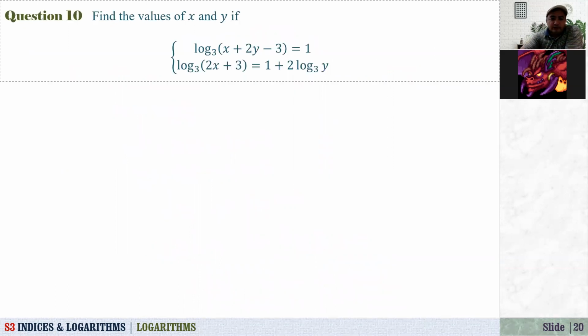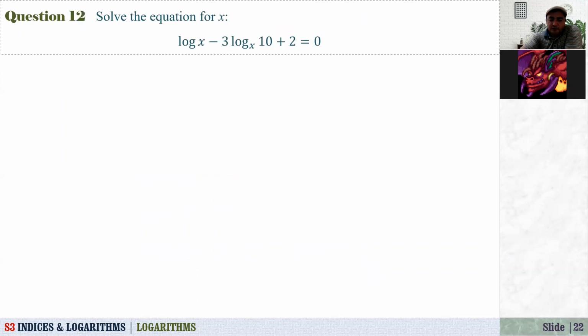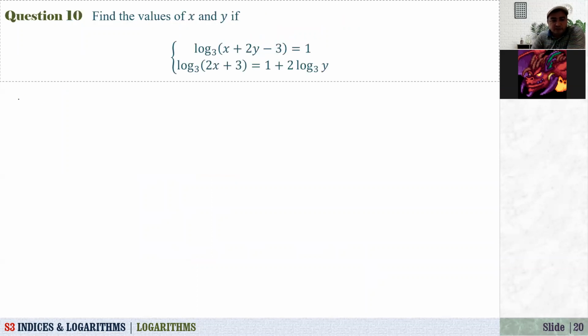Okay, 10 and 11, 12. Here we have 3 questions left. Here we have a system of equations involving logarithms. Again, for a system of equations, we have to change them into exponential forms, and exponential forms into polynomial equations, then solve this. Looking at the first equation, on the left-hand side, we have only one logarithm. So I can just write it as x plus 2y minus 3 equals 3 to the power of 1.